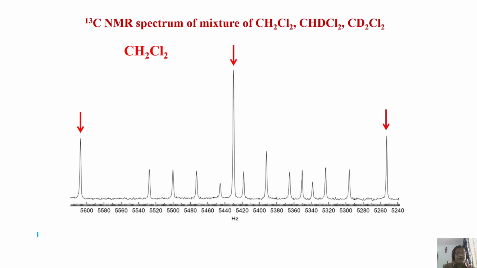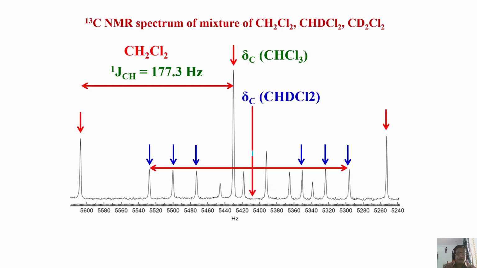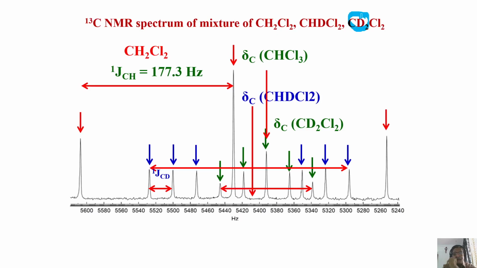First, CH2Cl2 is a triplet. This separation gives you the J coupling between carbon and proton, and this is the chemical shift. Second molecule, CHDCl2: first a large doublet because of proton coupling, and each doublet line is three lines because of deuterium coupling, and there is a shift from the center because of isotopic shift. Next molecule is CD2Cl2. It gives us a pentet because these two deuterium are chemically equivalent. And you see, this is also shifted by a certain amount.